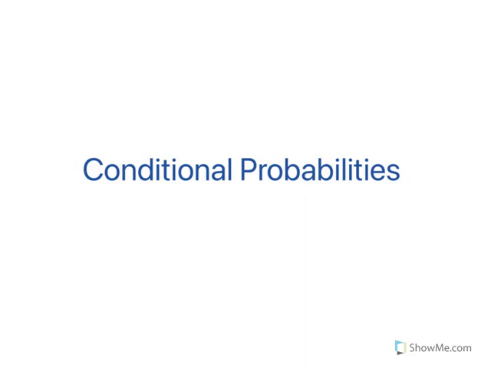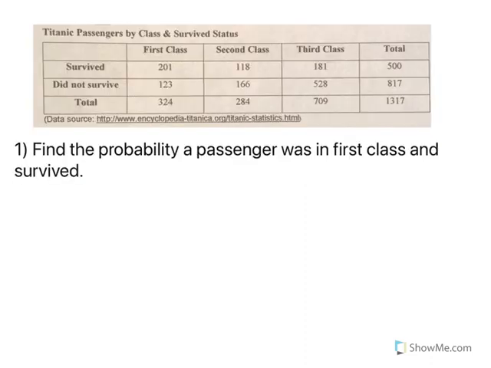Let's talk conditional probabilities in the context of the Titanic. So let's play with some different probabilities. We're going to start with just basic probability to remind ourselves what it means and how to find it. So the first: find the probability a passenger was in first class and survived.